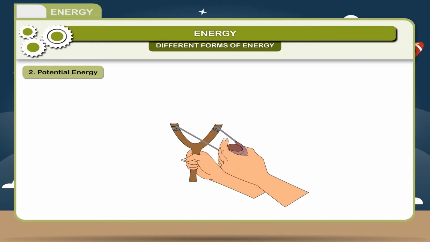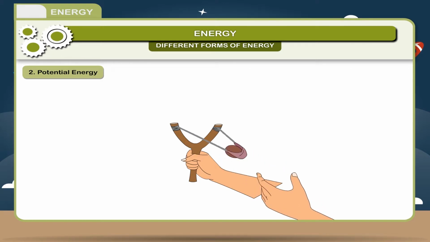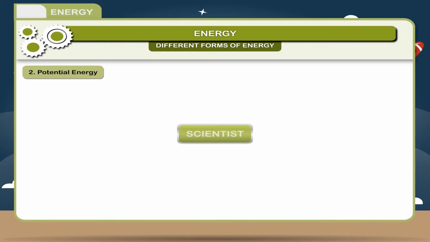Activity. Take a catapult. Put a stone in the rubber loop and stretch it. The moment you release it, the stone will shoot out with high speed. This shows that the energy stored in the catapult is transferred to the stone and it moved very fast.